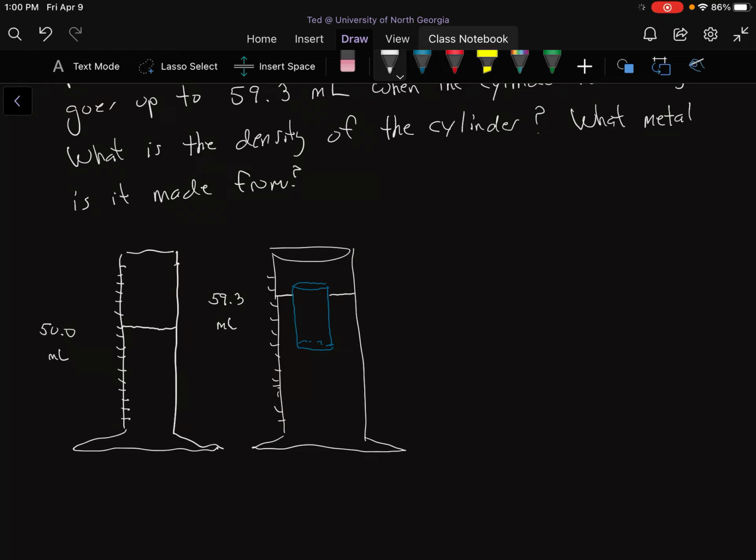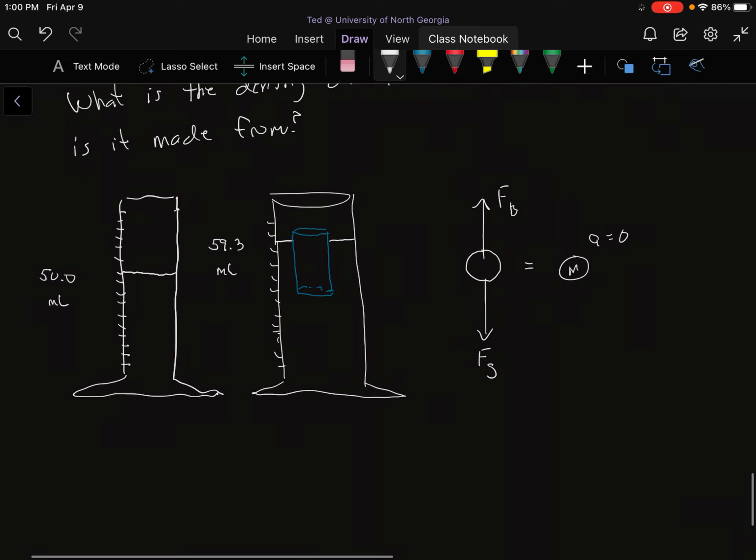So what I'm going to do is draw my free body diagram. That metal cylinder has two forces acting on it: the buoyancy force from the mercury pushing up on it, and gravity pulling down on it. And those two forces add up to mass times acceleration, but it's just floating there. It's not accelerating, so the acceleration is 0. And that means that the buoyancy force should equal the gravitational force.